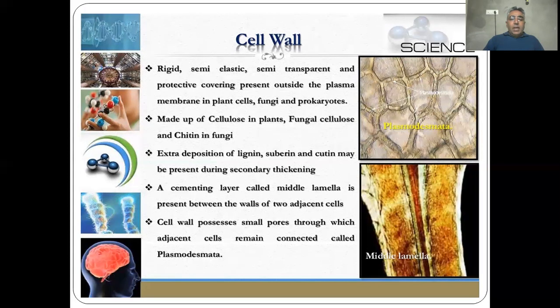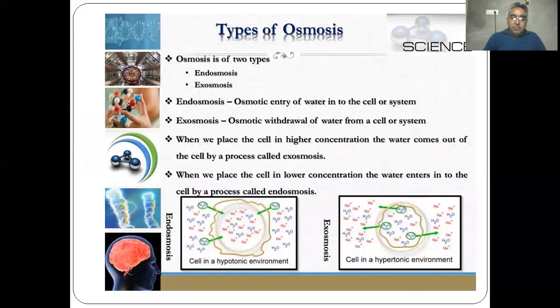Extra deposition of lignin, suberin and cutin may be present during secondary thickening. A cementing layer, the middle lamella, is present between the walls of adjacent cells, made up of calcium pectate. The cell wall possesses small pores through which adjacent cells remain connected, called plasmodesmata. There is a little space between two cells due to which they are connected to each other; this is called plasmodesmata.